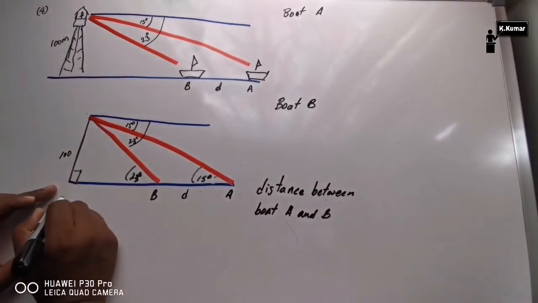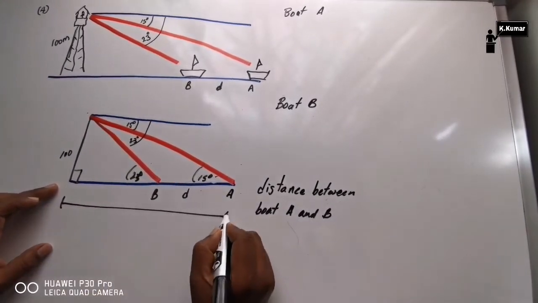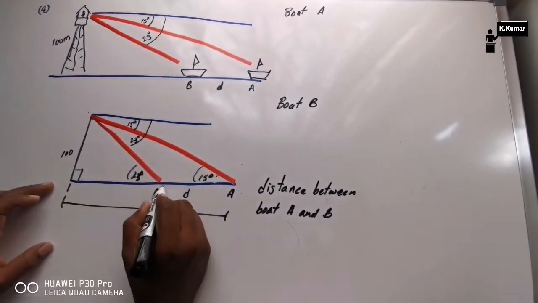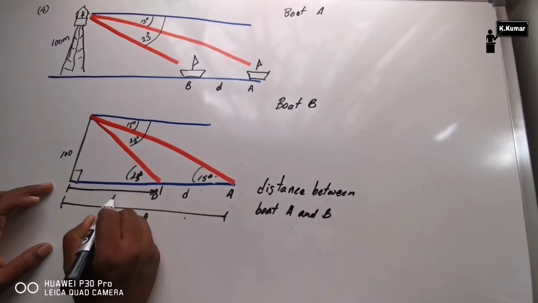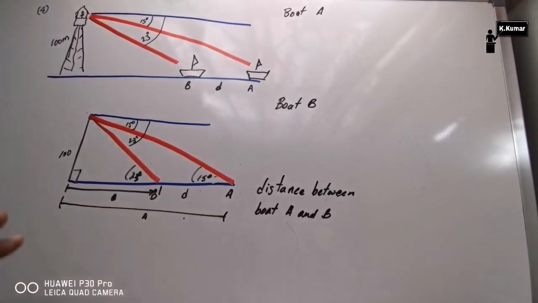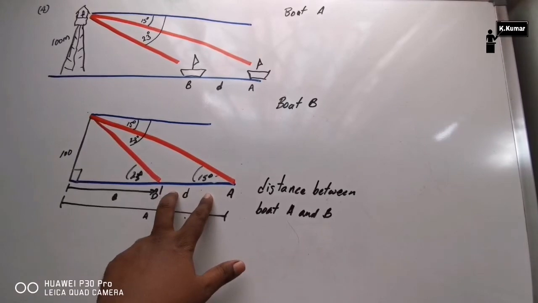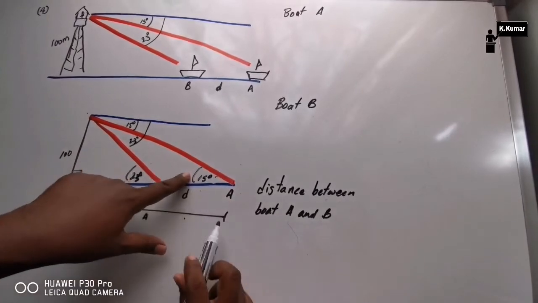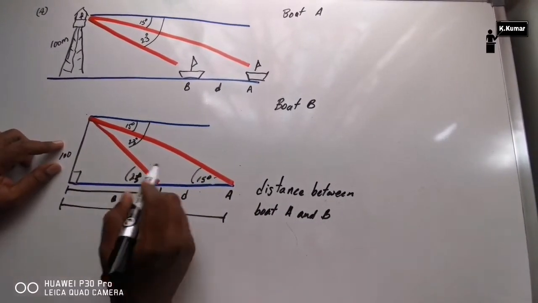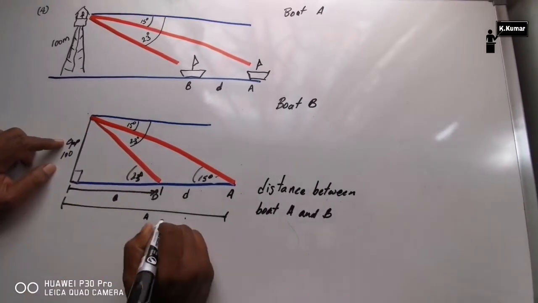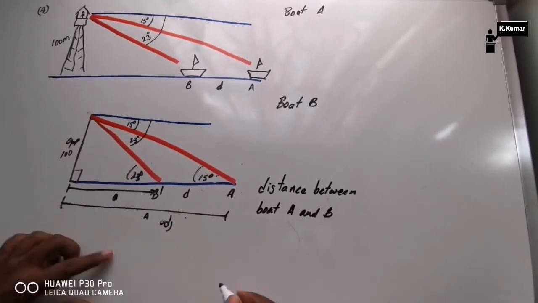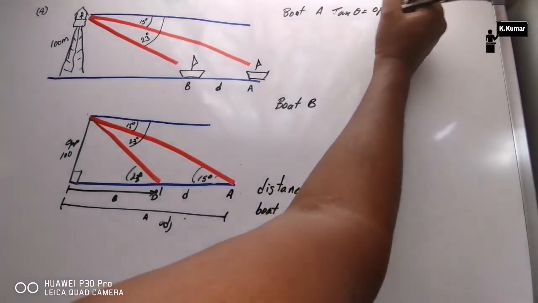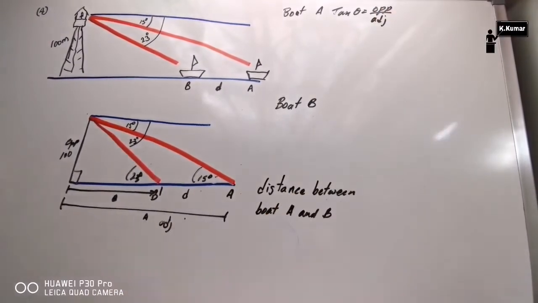So now we can find the distance from there to A, and we can also find the distance from here to B. When we find the two, we subtract them from one another and we would find the distance between the two boats. So now let's start with boat A. If we're using this angle, we know this is our opposite side, so we have to find our adjacent side. Opposite and adjacent again is tan. So tan theta is equal to opposite over adjacent.